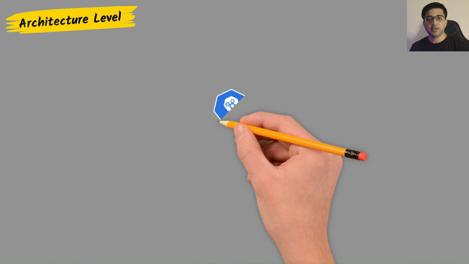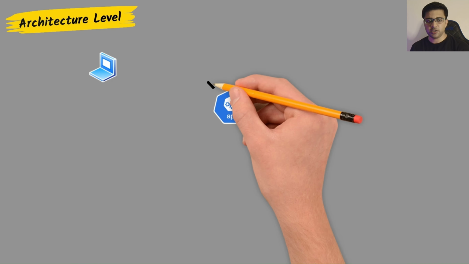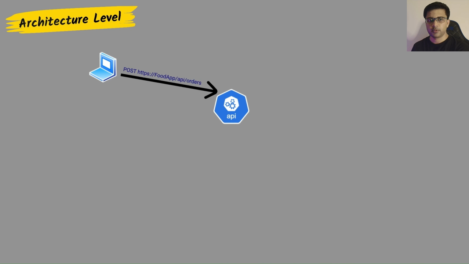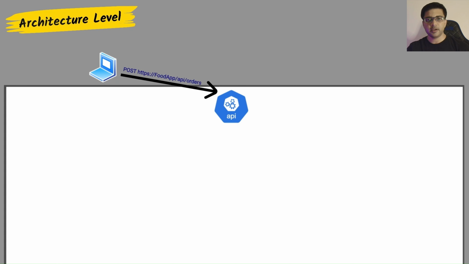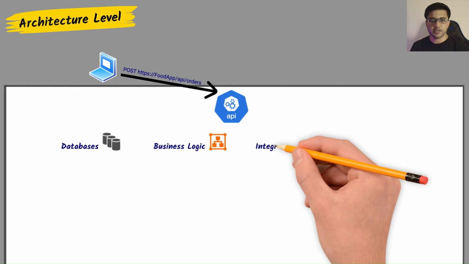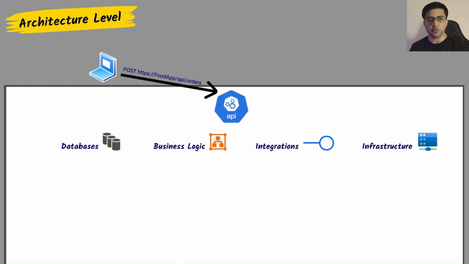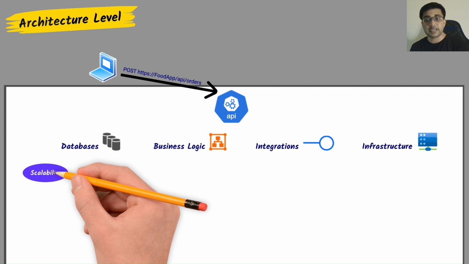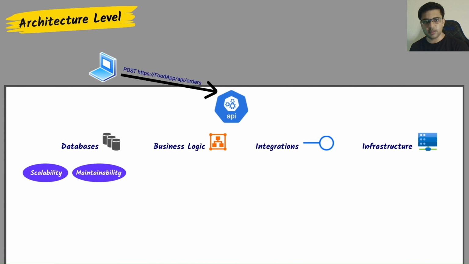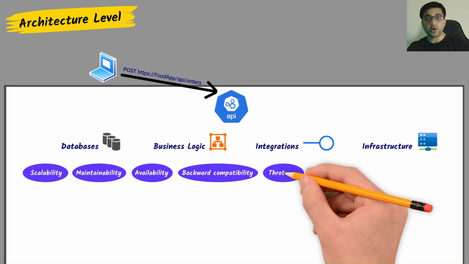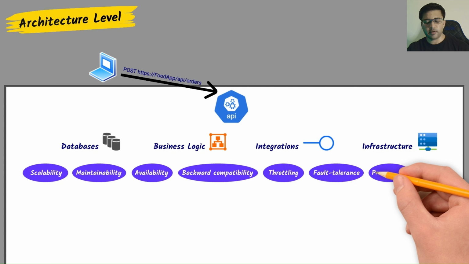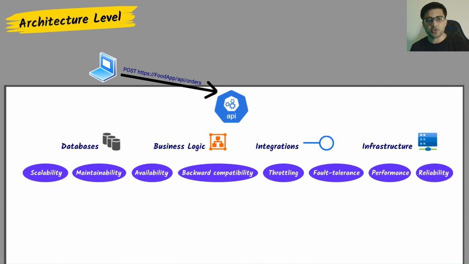Now think of an API endpoint in a client-server architecture that creates an order. Under the hood, there's an entire backend system at work. There can be databases, business logic, integrations, infrastructure, and much more. There are so many concerns involved, like how to scale this service, how to keep it maintainable, what the availability requirements are, how to keep it backward compatible, what the throttling limits should be, how to make it fault tolerant, performant, reliable, and much more.